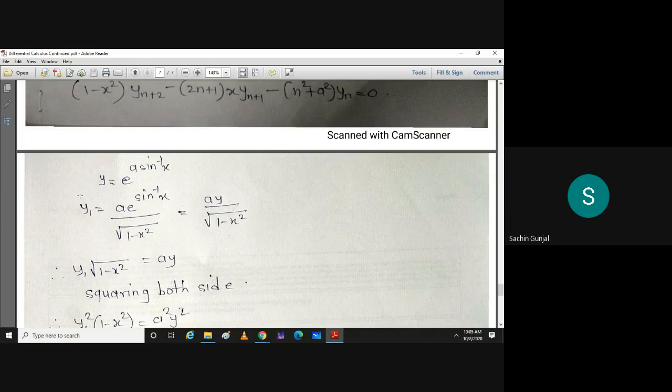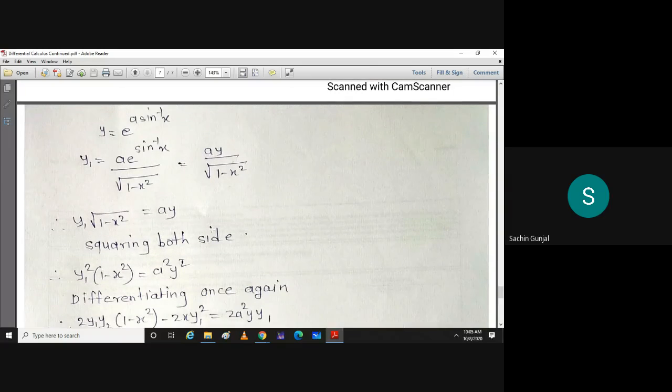Now, as I said, simplify the expression as much as you can. You can observe that e raised to a sine inverse x is nothing but your y. Ma'am has forgotten to write a here; it is e raised to a sine inverse x. So that is y. So y1 is equal to a y upon under root 1 minus x square. Bring this square root to the left hand side. It will become y1 into under root 1 minus x square equal to a y.